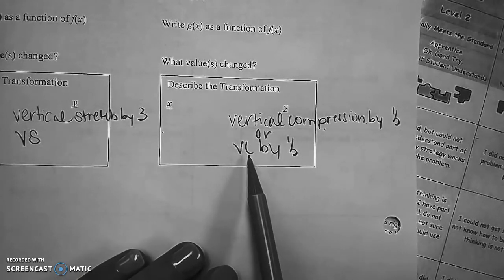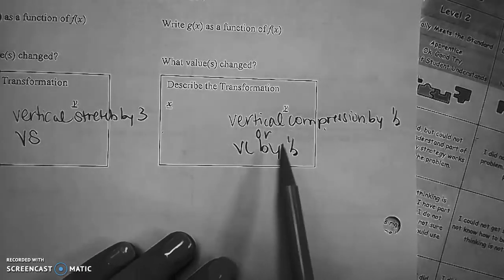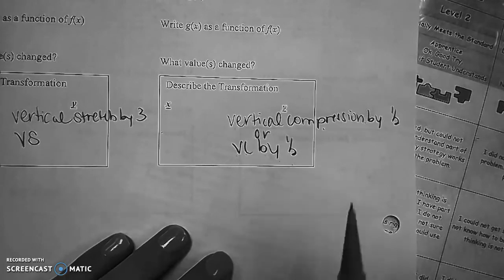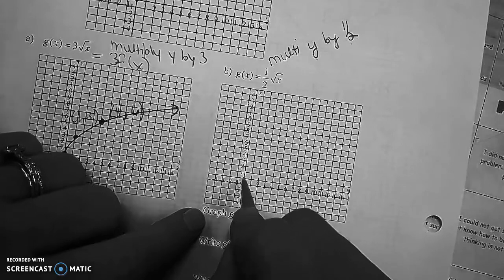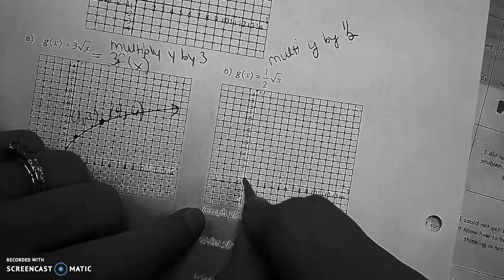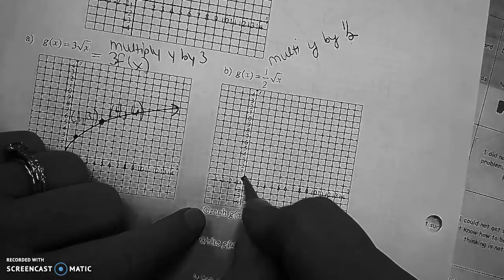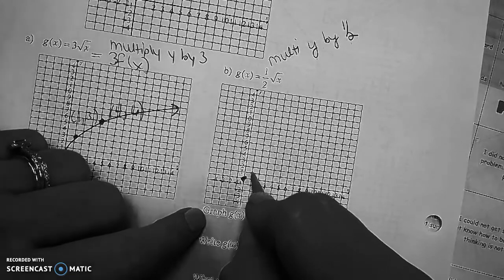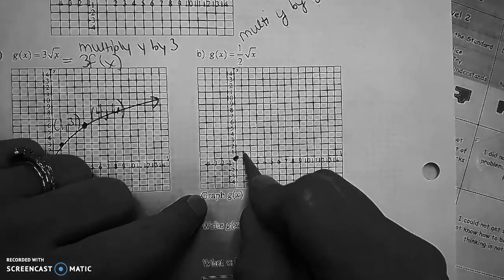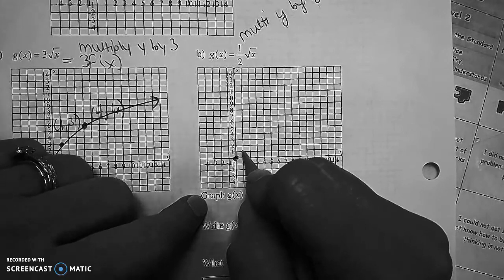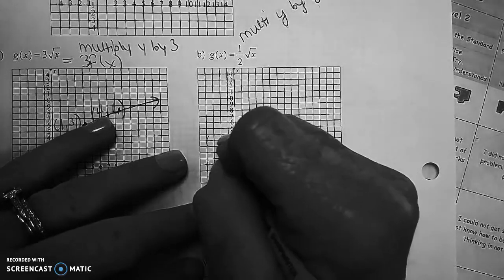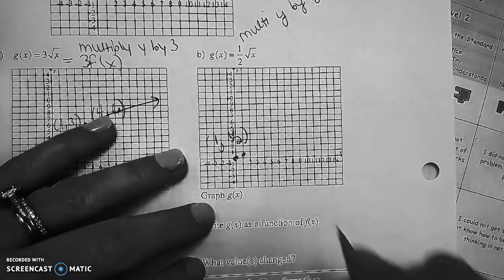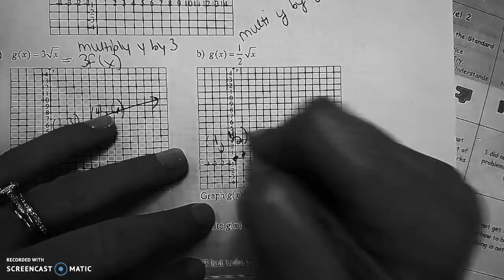Another way you could abbreviate that, and no, you do not have to write both, one or the other, is VC by 1/2. So I'm going to take my parent function point 0, 0. This has a y value of 0. It will not change. It stays the same. Let's take the point 1, 1. What's its current y value? It's 1. 1 times 1/2 is 1/2. That point is now 1 and 1/2. Notice the x didn't change, only the y did.